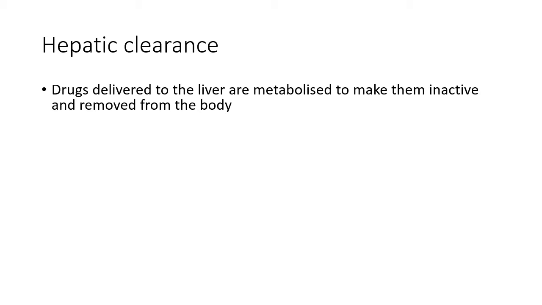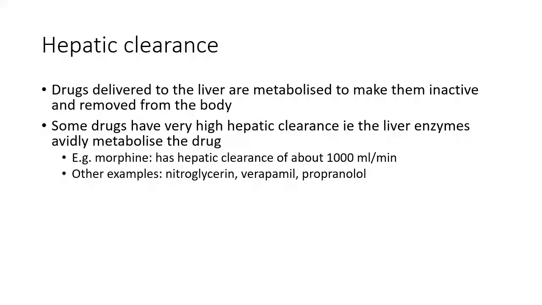So let's have a look at hepatic clearance. Drugs are delivered to the liver and they're metabolized there to make them inactive and hence cleared and removed from the body. Some drugs have very high hepatic clearance. So the liver enzymes that are involved avidly metabolize the drugs. So for example, morphine has hepatic clearance of about 1,000 mL per minute. This compares to about 1,500 mL per minute, which is the hepatic blood flow. Other examples are drugs such as nitroglycerin, verapamil, and propranolol, which also have very high hepatic clearance values.